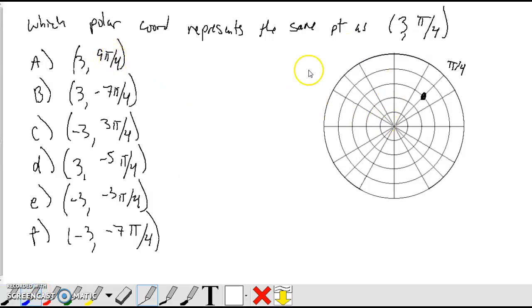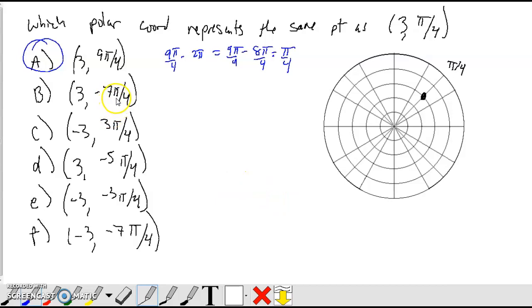So 9 pi over 4, that means I've gone around the unit circle more than once. So if I think about 9 pi over 4 and I subtract 2 pi, which is the same thing as saying 9 pi over 4 minus 8 pi over 4, that will give me pi over 4. So 3 and the 3 stay the same. So that A is going to work.